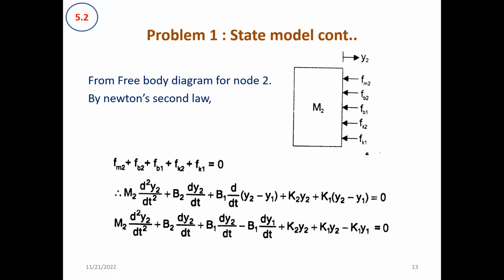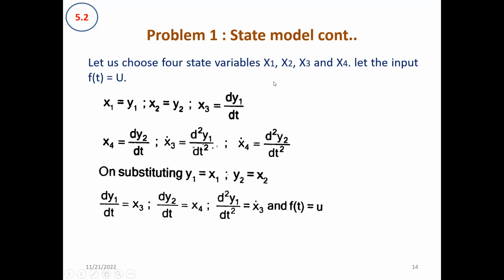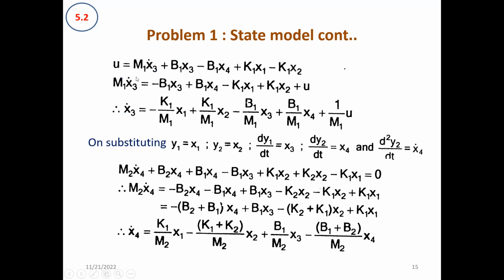With respect to this we have to write the equation form. Now we can choose the state variables x1, x2, x3 and x4. Here f of t is represented as u of t, where x1 equal to y1, x2 equal to y2, x3 equal to dy1 by dt, and x4 equal to dy2 by dt, so x3 dot equal to d square y1 by dt square and x4 dot equal to d square y2 by dt square. Substitute all this in the equations, and we get u equal to M1 x3 dot of t plus B1 x3 minus B1 x4 plus K1 x1 minus K1 x2. So M1 x3 dot is replaced, and we have to identify x3 dot, so M1 is taken and divided.